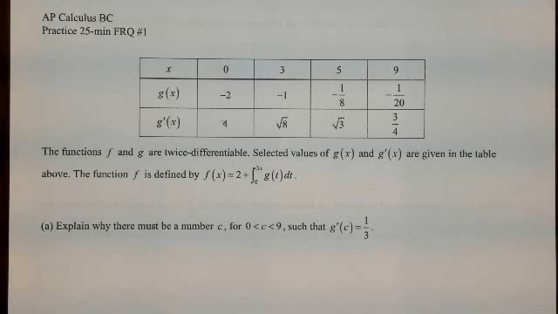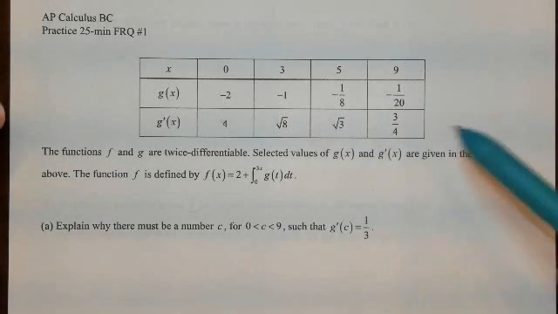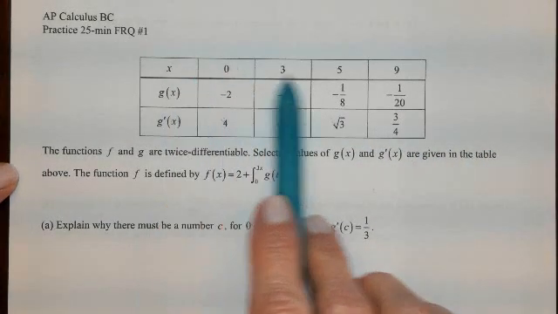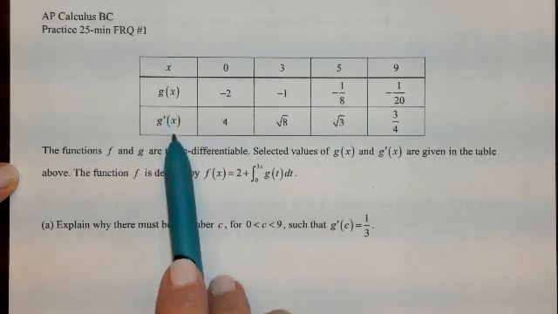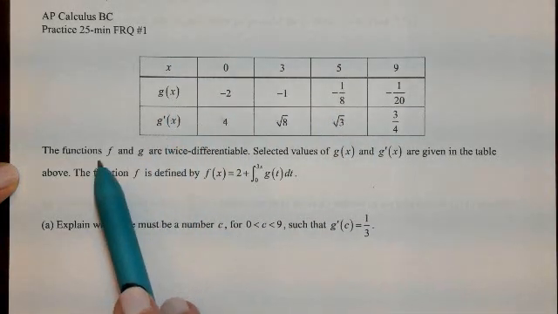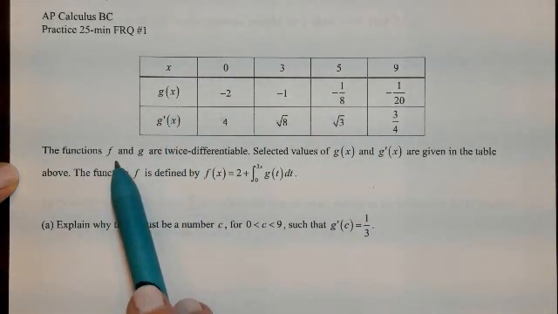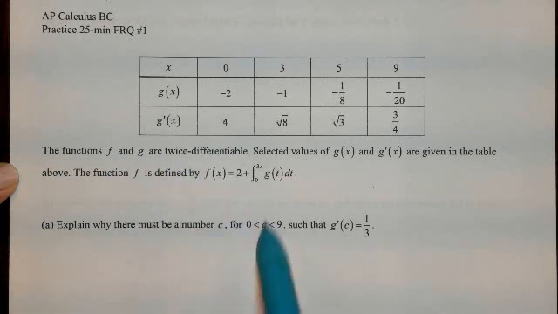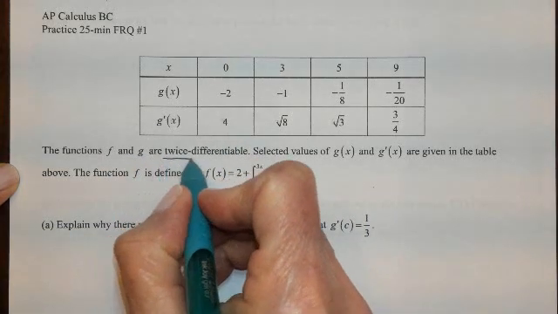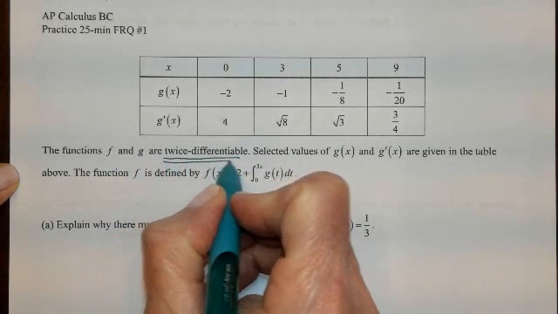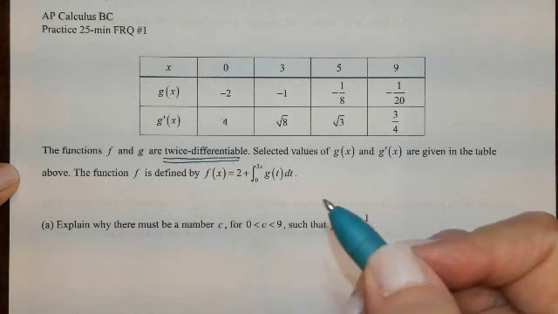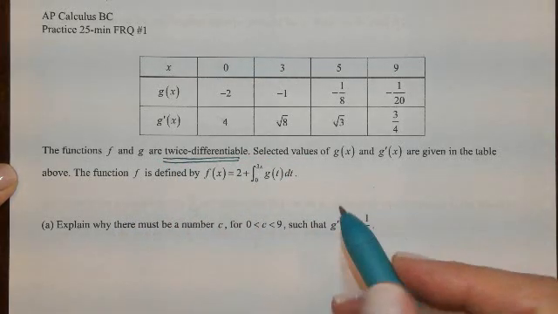All right, thought I would go over 25-minute FRQ number 1. We are given this table of data. We have some values of x, g of x, and g prime of x. And it says that the functions f and g are twice differentiable. We'll probably need that at some point. That's a specific piece of information that we can use for MVT, IVT, things like that.